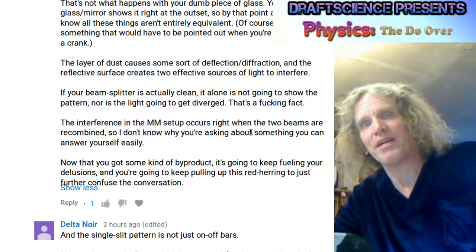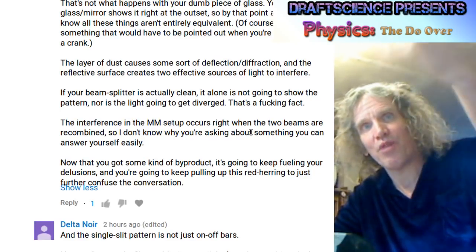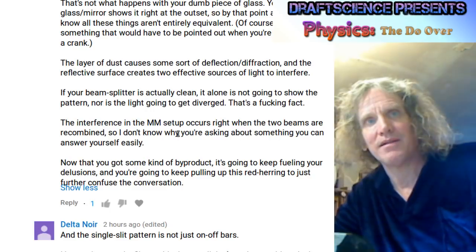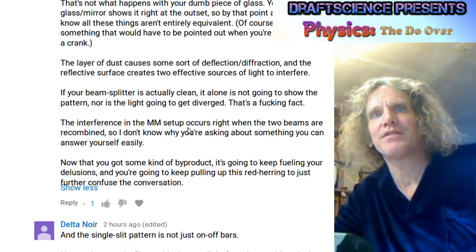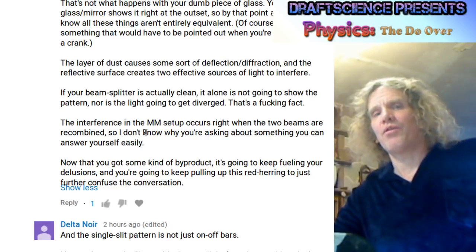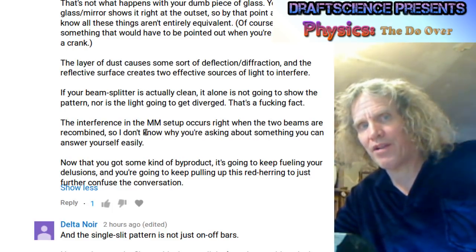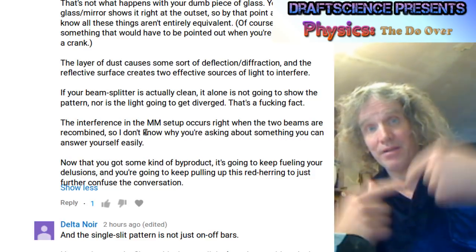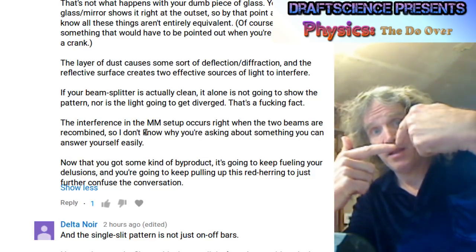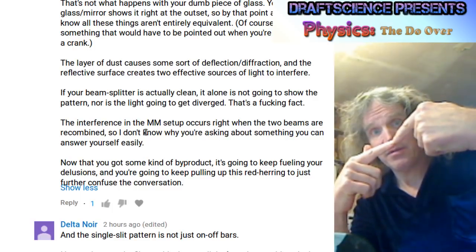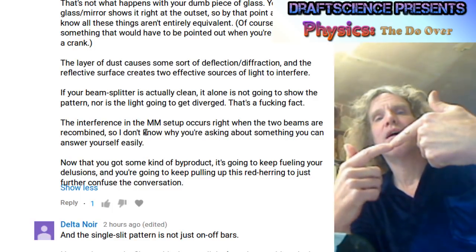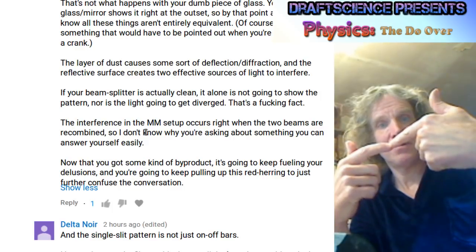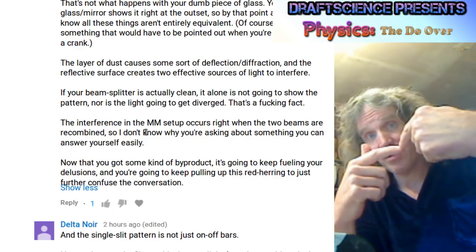You think you're making a point by making my point, by quoting almost exactly what I said. The interference in the MM setup occurs right when the two beams are recombined. So we're okay. So right when they're recombined, well, where are they recombined? They're recombined inside the glass. I hope you understand that, right? The two beams come back, and one of them is going to hit the mirrored surface, the reflective surface, the half mirrored glass, okay, and one of them's coming straight through the glass.